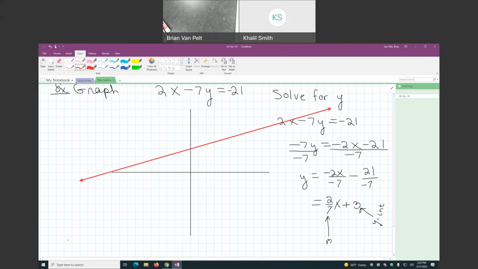You guys with me? So what are those steps? Could you tell me the steps if I ask you right now? There's basically 3 steps. What are they?